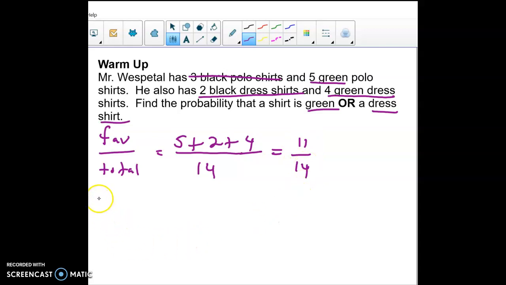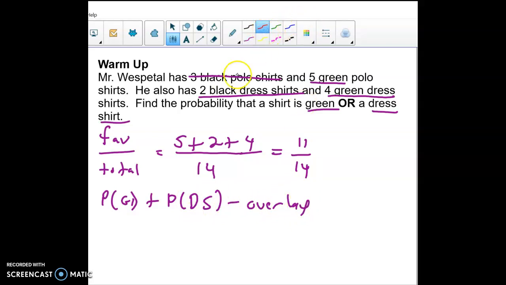Okay, if you actually want to see the formula, you do the probability that it's green plus the probability that it's a dress shirt, and then minus the overlap, which are the green dress shirts here. So if you want to see that quick, we're going to erase this.